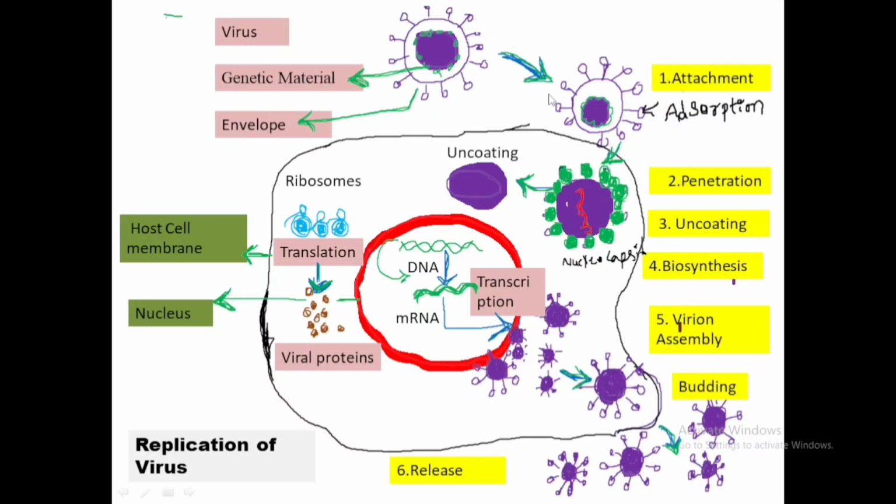So the first step we can see here is attachment. What attachment means is the virus comes and attaches to the host cell membrane. Another name for attachment is adsorption. How the virus attaches is a very specific process. Over the host cell, special receptors are present. Those receptors we can say are host cell receptors. So the virus comes and attaches to the host cell receptors.